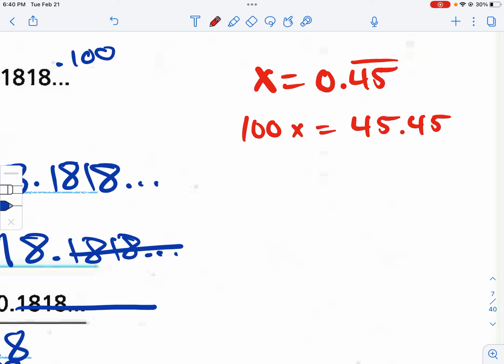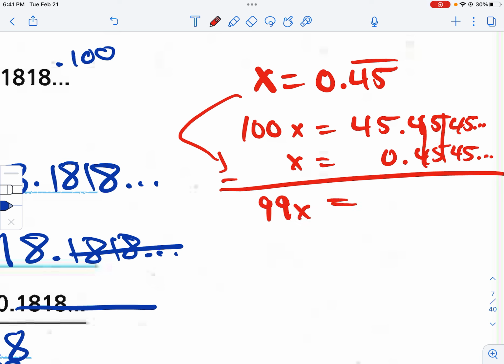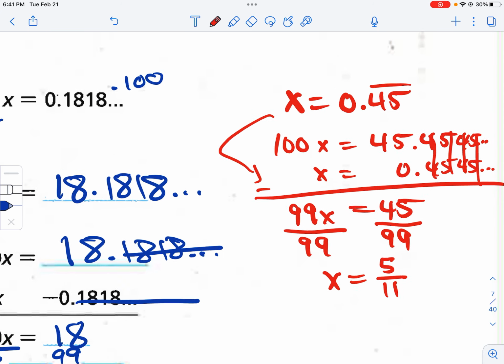Oops, I didn't mean to do that. I bring this down below. X equals 0.4545 repeating. I'm going to subtract. When I subtract, I get 99x. These cancel themselves out, and I'm left with 45. I divide by 99 on both sides, and I get x equals, 9 goes into both of those, so 5 over 11. Okay.